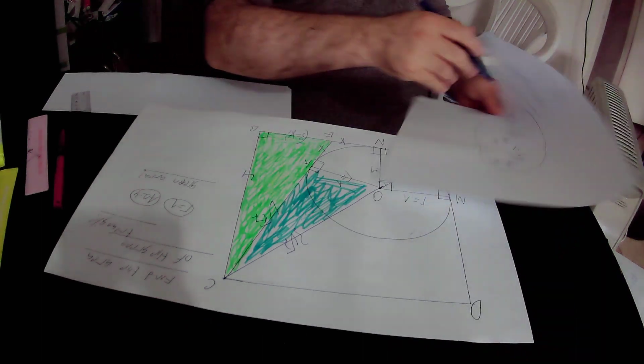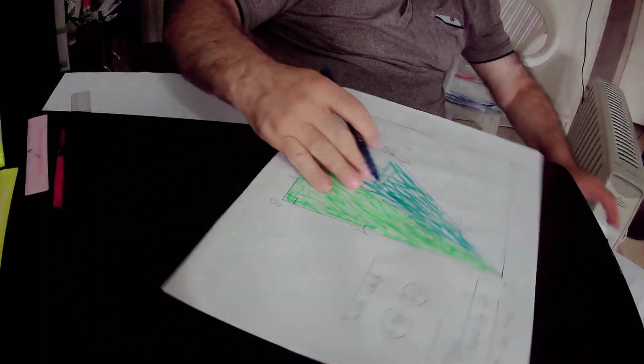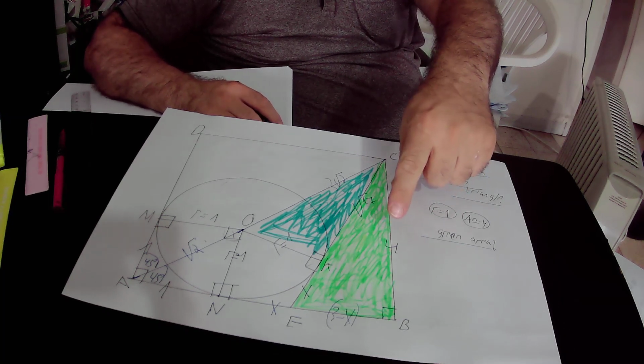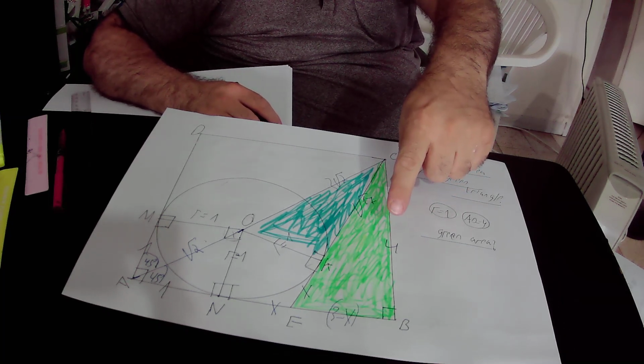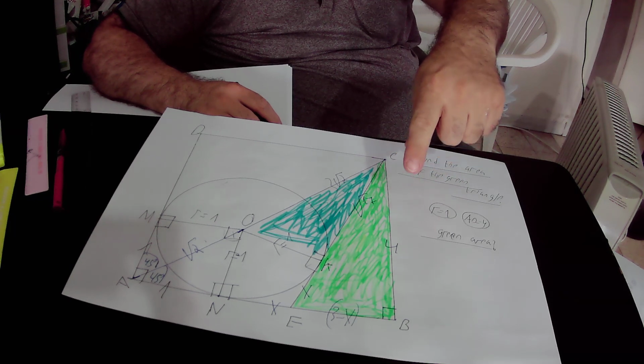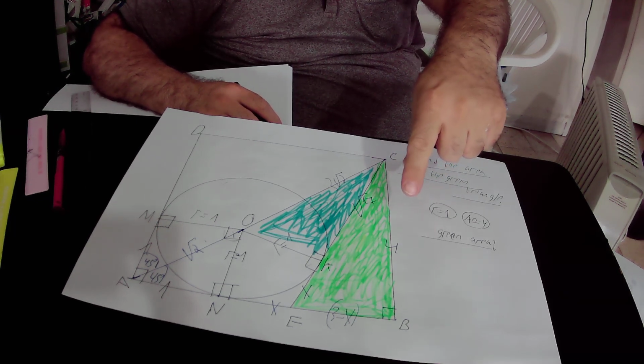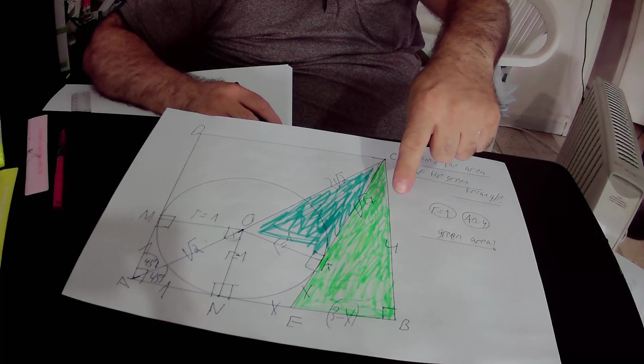So we'll see it in the drawing. The area of this green right triangle CBE equals either 9 minus square root of 17 square units, or in terms of numbers, the area of this green right triangle CBE equals 4.88 square units.